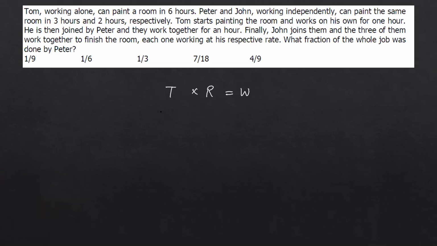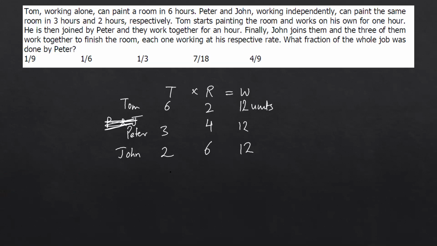So work done is equal to rate into time. Tom alone can paint the room in 6 hours. Peter and John, working independently, can paint the room in 3 hours and 2 hours. So Peter can do it in 3 hours and John can do it in 2 hours. Let's say the work is of 12 units.